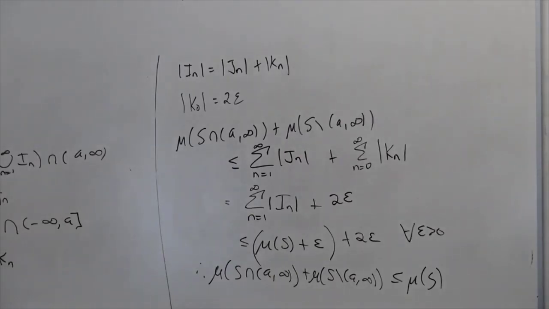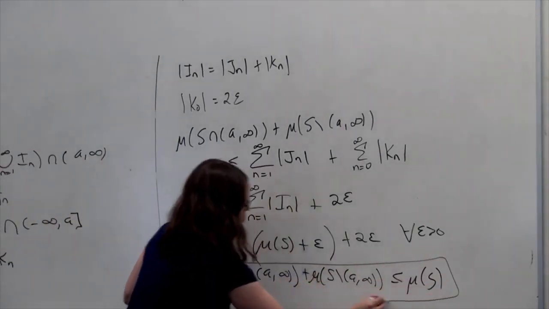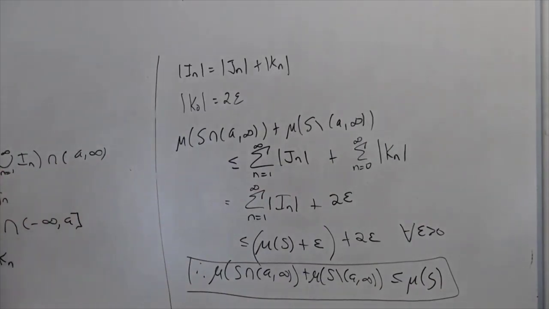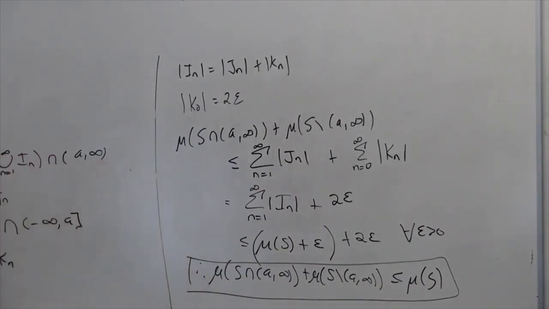We had this direction. We now have this direction. And that tells us that this set that we started with, this interval from a to infinity, is measurable.